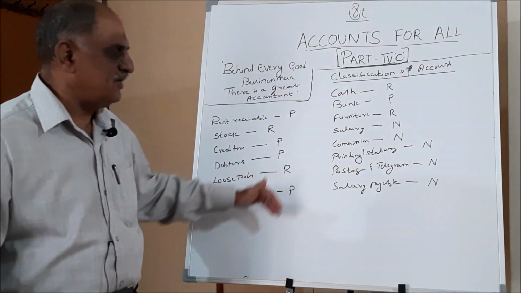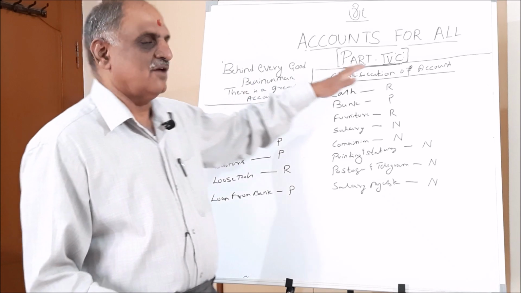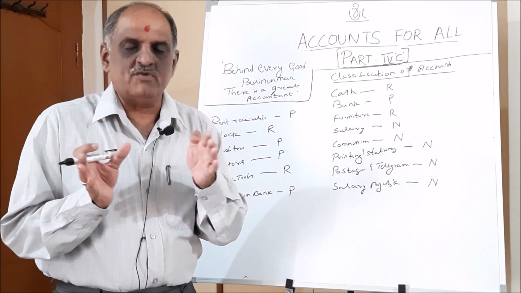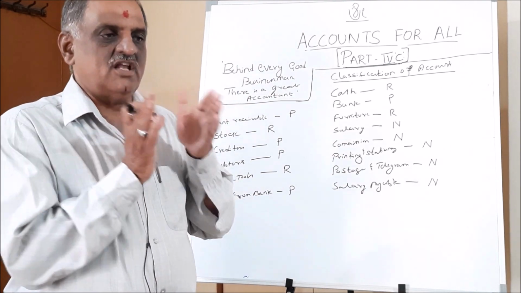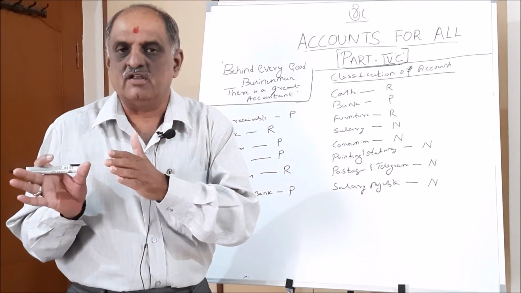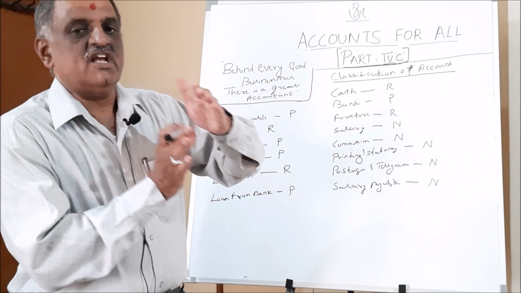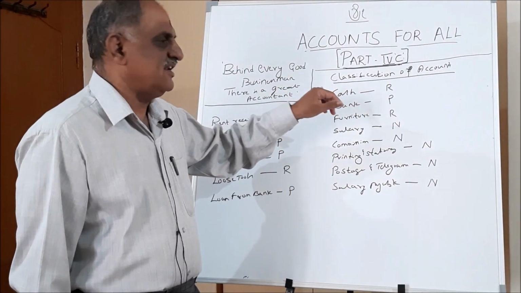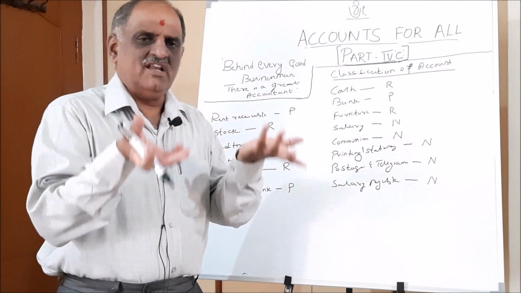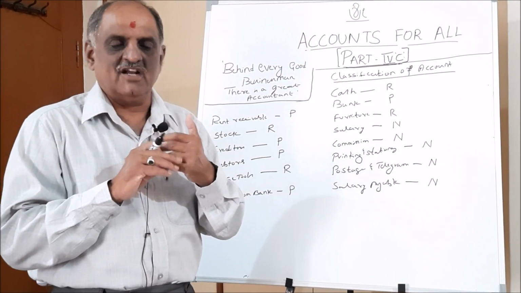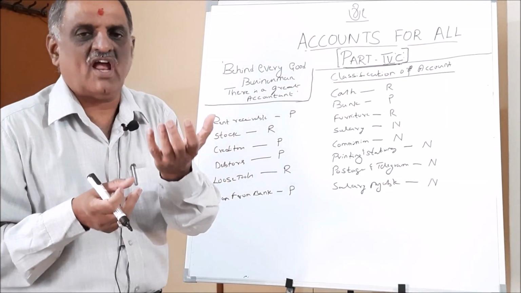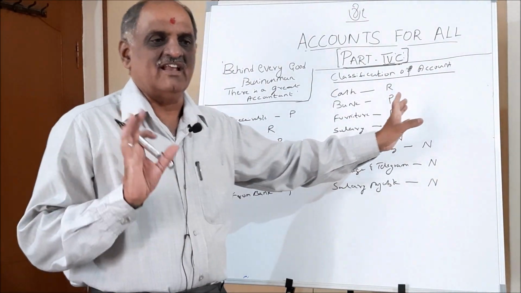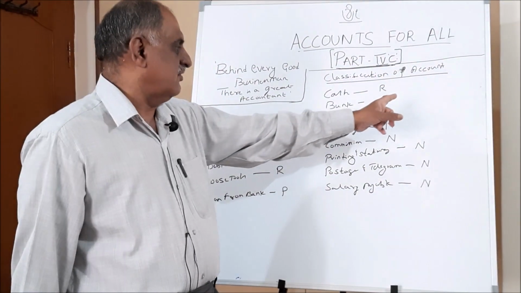Here I have written so many things, but have used observation. Don't worry, it is very simple. Whenever you see an item, you must be able to see whether it is a real account, nominal account or personal account. Then only we can do the next process of accounting. First I have written cash. You can buy anything, you can sell anything. That means cash is something which is on hand. That means it is real. So cash is a real account.